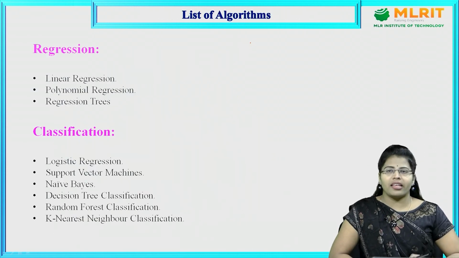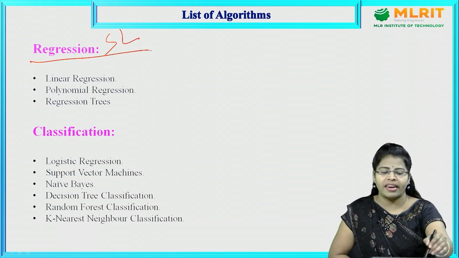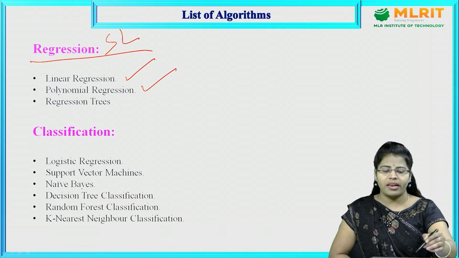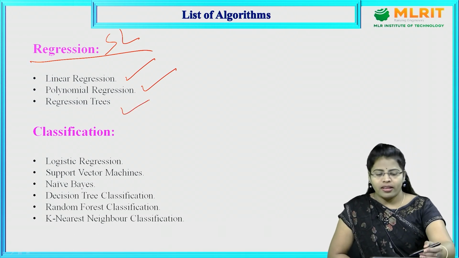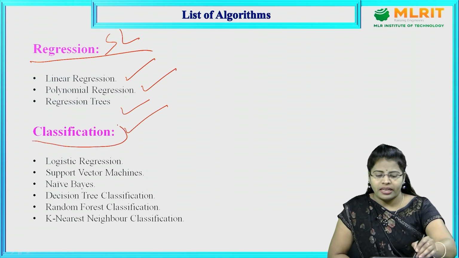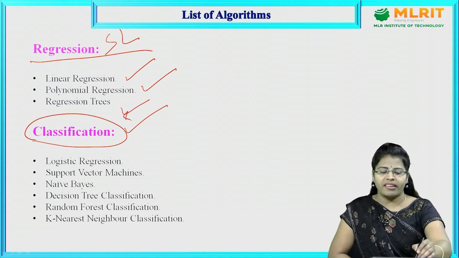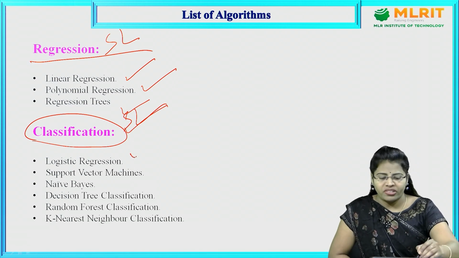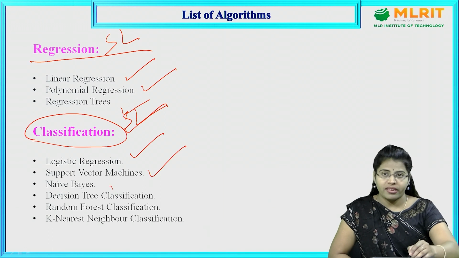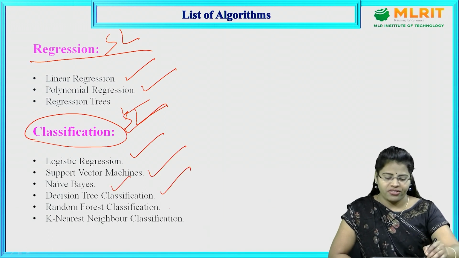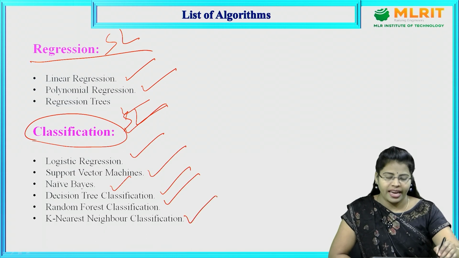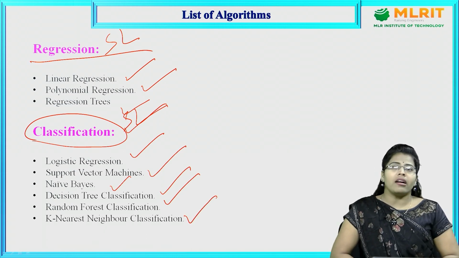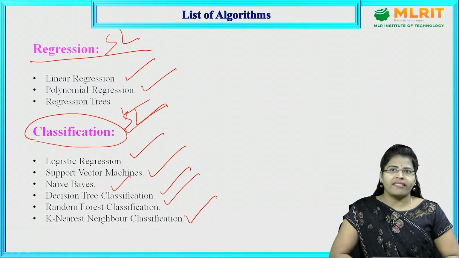Next, the list of algorithms that come under regression supervised learning are linear regression, polynomial regression, regression trees, and so on. The other type is classification supervised learning. The algorithms that come under classification are logistic regression, support vector machines, naive Bayes, decision tree classification, random forest classification, k-nearest neighbor classification. These algorithms will be discussed in the later coming sessions.